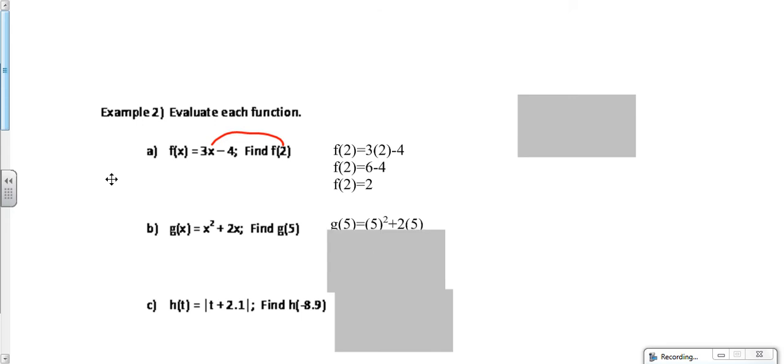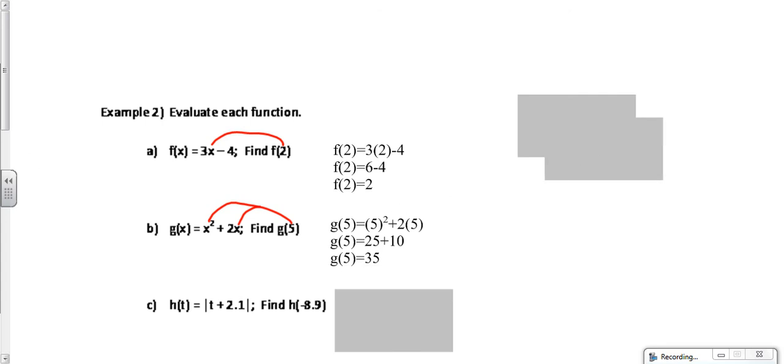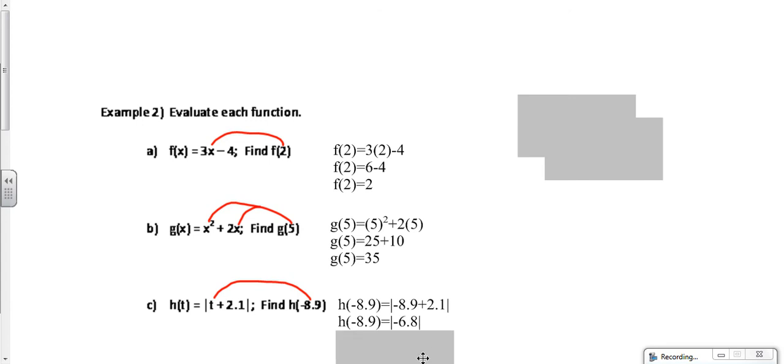g of 5 is telling us to plug a 5 into the x positions. Wherever there's an x, plug it in. That means we'll take 5 squared plus 2 times 5. All the x's are replaced with a 5, which means 25 plus 10, which is 35. Negative 8.9 gets put in there. Plug in negative 8.9 where the t is, and we get negative 8.9 plus 2.1, which gives us negative 6.8 in the absolute value symbol, and therefore it changes it to positive.